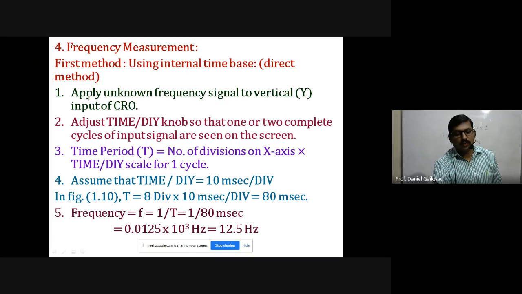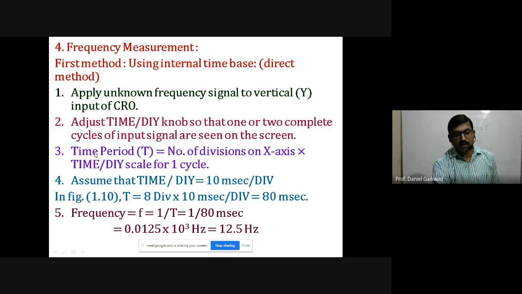So we know already, the unknown frequency signal we have to connect to the Y input. Now, second point, adjust the time per division knob so that one or two complete cycles of the input signal are seen on screen. That is again the same as the period measurement, so one or two cycles should be observed on screen.